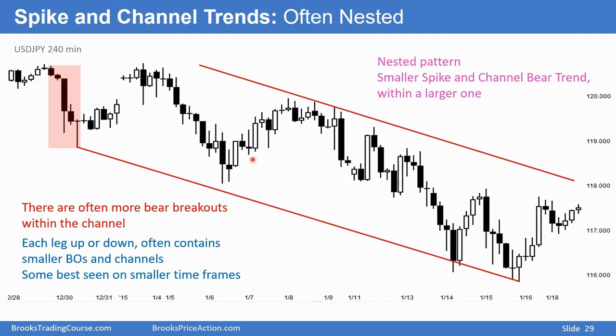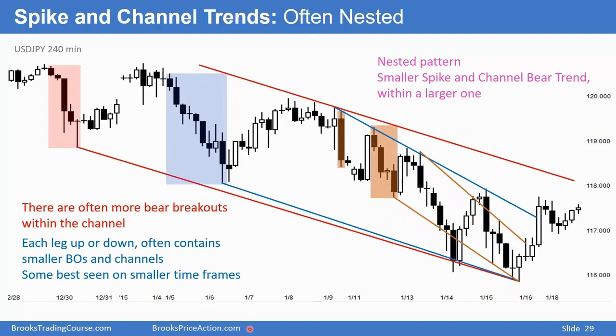We got a spike here and then a channel. You can say this is a breakout on a higher time frame chart, so it's also a spike, pullback, and then channel. Bear spike, pullback, and channel. Fairly tighter channel within this broader channel. Bear spike, pullback, channel. Bear spike, pullback, channel. There are several nested spike and channel patterns here.